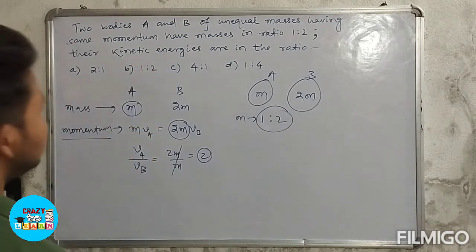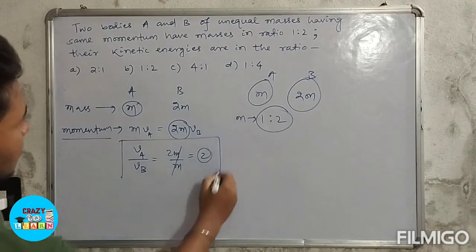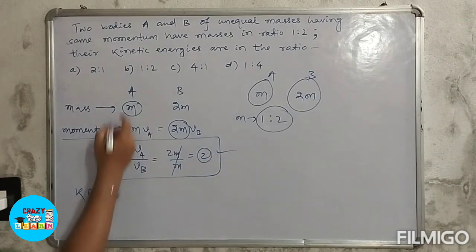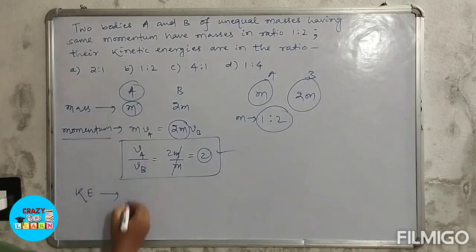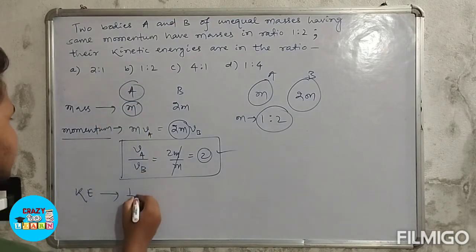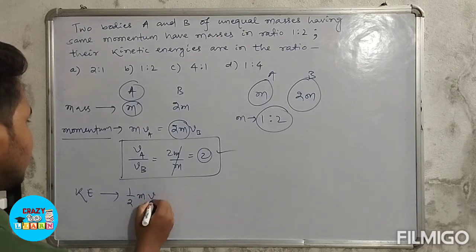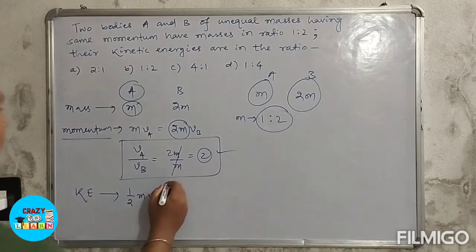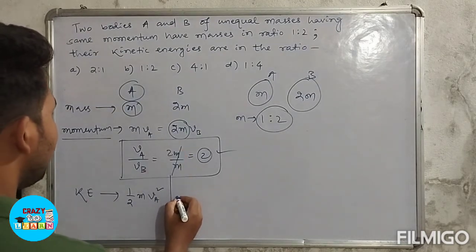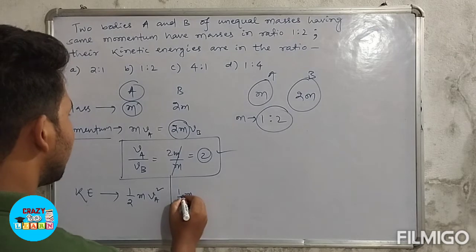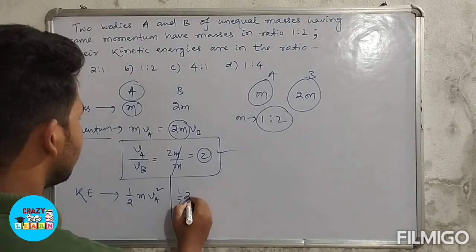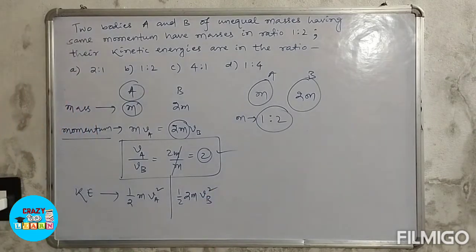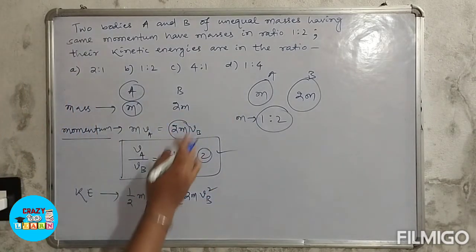Then what will their kinetic energies be? Here we got this relation. Now we will go for the kinetic energy. Kinetic energy of body A will be half into mass m into velocity va square. And the kinetic energy of B is half into mass 2m into velocity vb square. The ratio is asked.